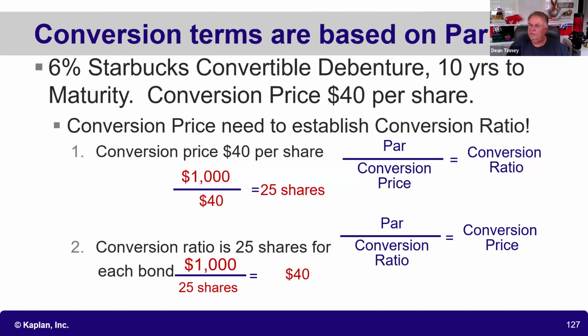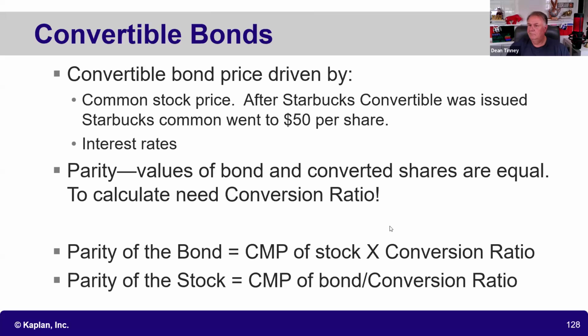Now, after Starbucks issued these bonds, Starbucks went to 50. They took the proceeds, they built the business, and it's driven by the market price of the stock. I say, Brenda, right now we could turn this into 25 shares of the $50 stock. We don't have to, but it's also driven by the interest rates.